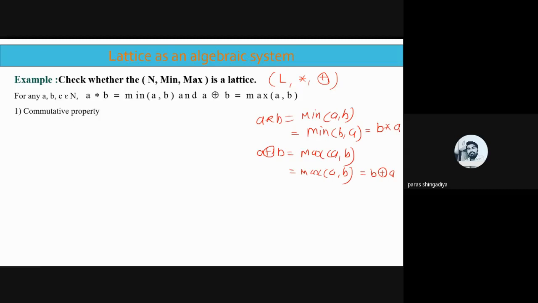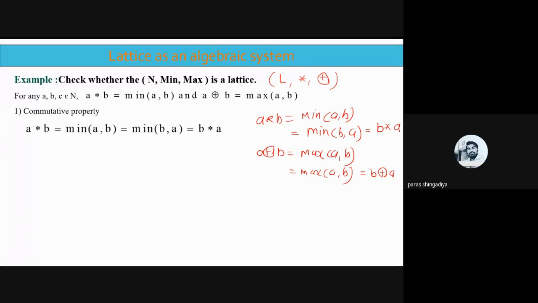Okay? Why is it so? Because we have natural values, perfect numbers. All are perfect natural values. So maximum of A, B is the same as maximum of B, A. Minimum of A, B is the same as minimum of B, A, and that is true for all real numbers, not only natural numbers. That is true for all such real numbers.